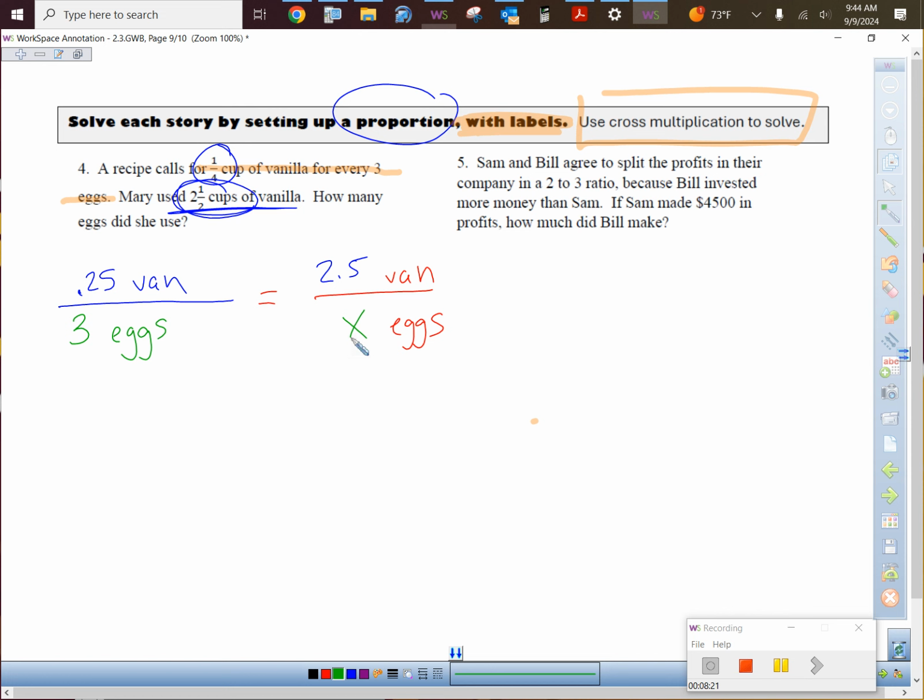Rock on? So the main thing is set the fractions up with labels, and vanilla over eggs has got to be equal to vanilla over eggs. Do you remember cross multiplying, where you take this number times this number? Forget about the labels now. What's 0.25 times x? 0.25x. Bring an equal sign down, and then grab a calculator, and you need to take 3 times 2.5. Right? 3 times 2.5.